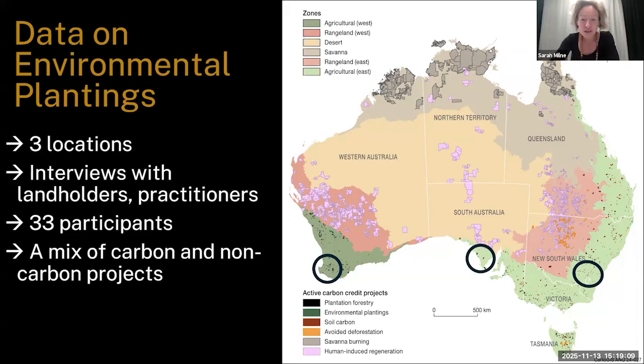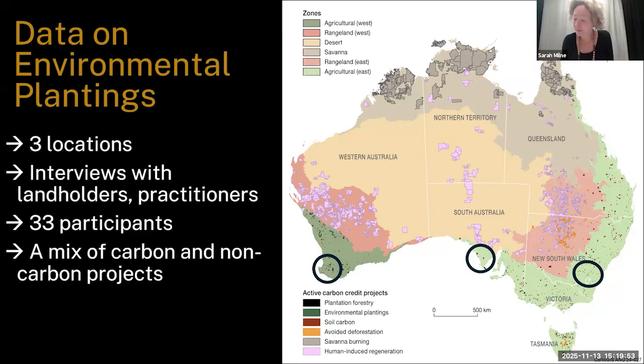So we ended up conducting research in 3 prominent sites where environmental plantings have been underway, as shown on this map: Southwest WA, the Eyre Peninsula in South Australia, and then around Canberra, the Monaro and Southern Highlands region. So Greening Australia has been active in these 3 areas, and we interviewed 33 different participants, a mixture of landholders and practitioners across a mix of different projects, some of which were for ACCU production, for carbon, and others which were not for carbon.